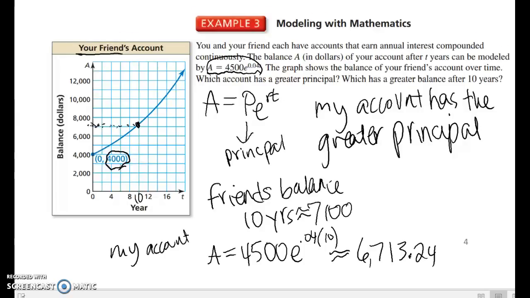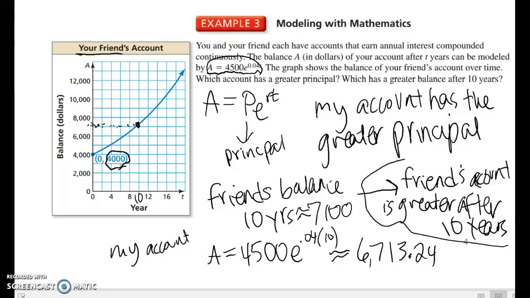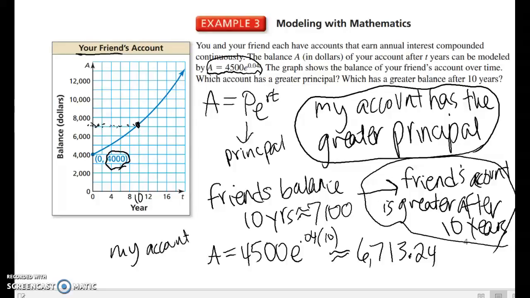So if my account has about 6,700 and my friend's account has 7,100 after 10 years, which one is greater? Right, so my friend's account or balance is greater after 10 years. So that's the first answer and the second answer to our question.